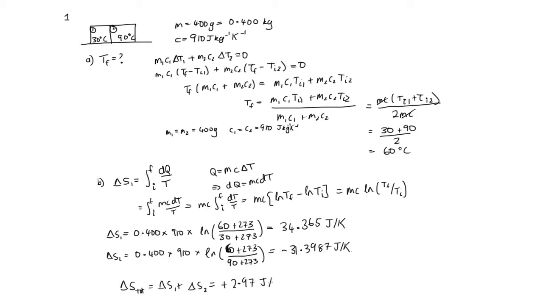2.97 joules per Kelvin. So we should check that it's positive, because we expect this to be positive because entropy increases with time. It is, so that suggests that possibly our answer is correct.